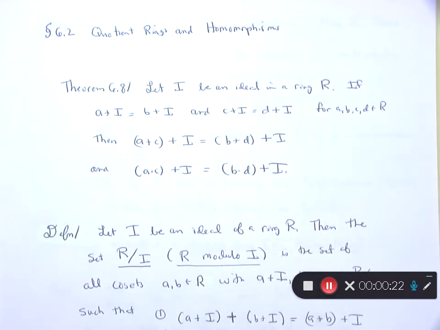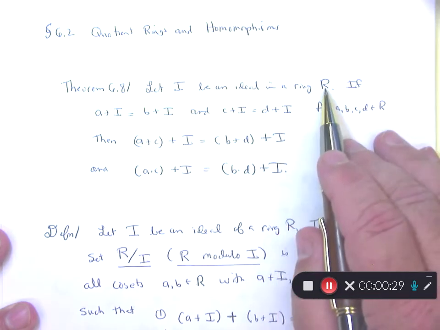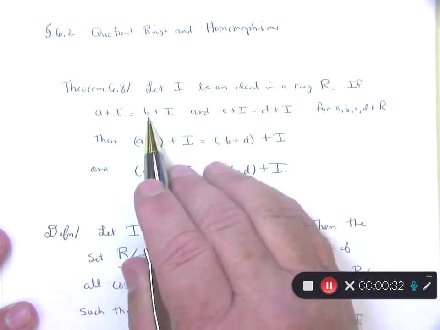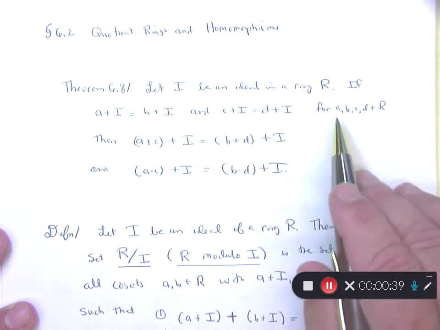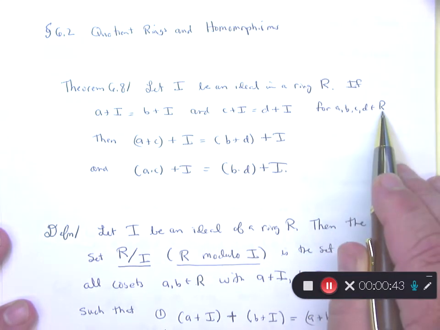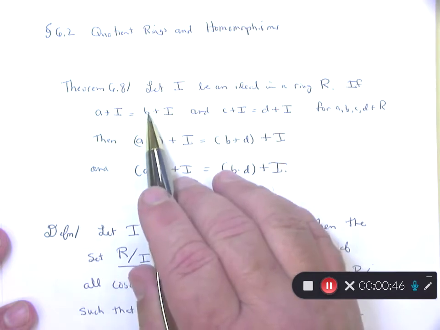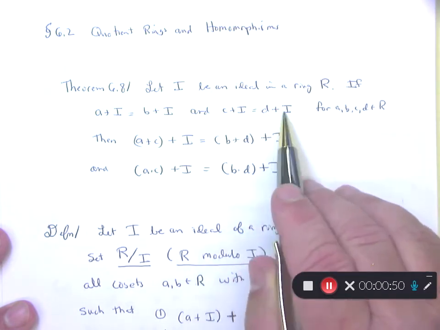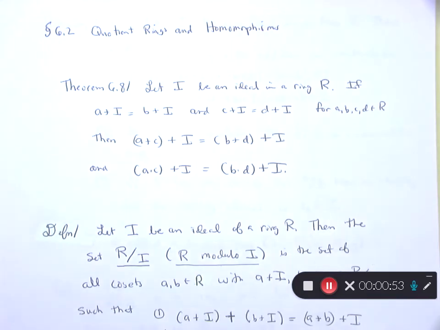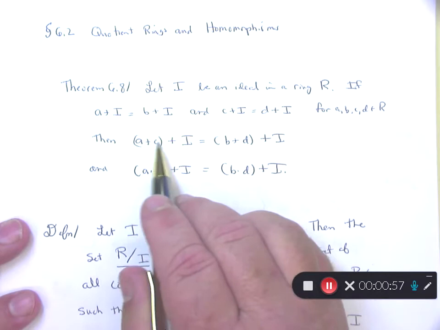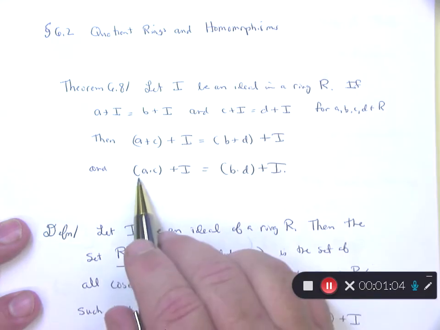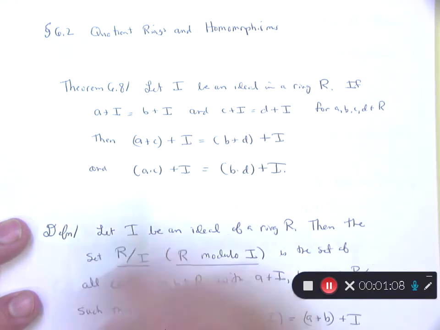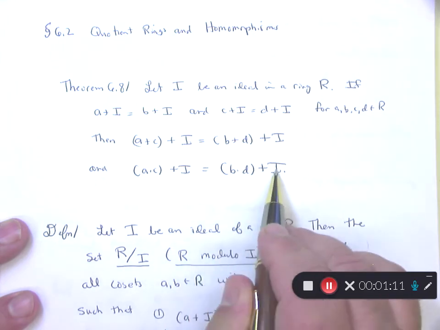So let's start with Theorem 6.8. It says this: let I be an ideal in a ring R. If A plus I is equal to B plus I, and C plus I is equal to D plus I, these are called the cosets, for A, B, C, and D elements of your ring R. So if the A plus I coset is equal to the B plus I coset, and the C plus I coset is equal to the D plus I coset, then the coset A plus C plus I is equal to B plus D plus I, and the coset A times C plus I is equal to B times D plus I.